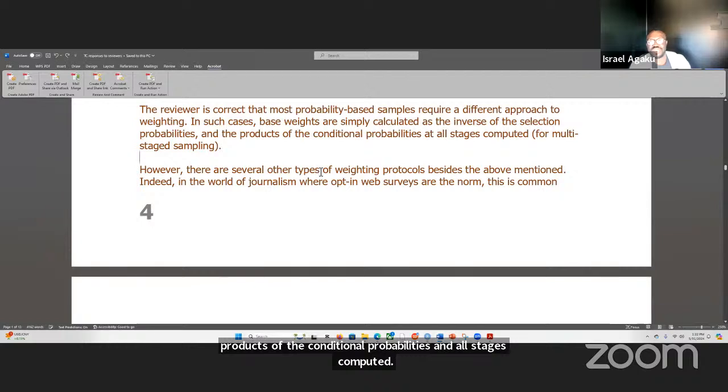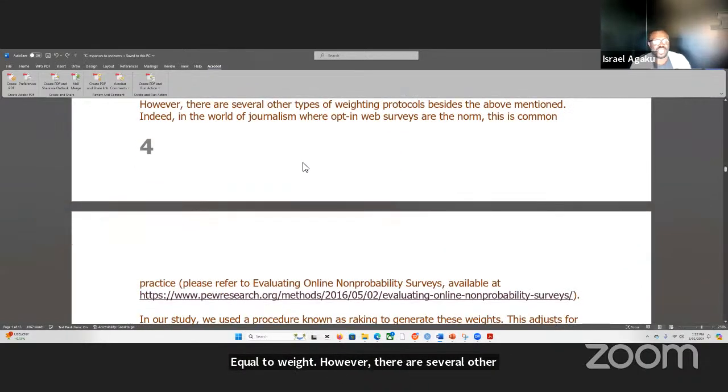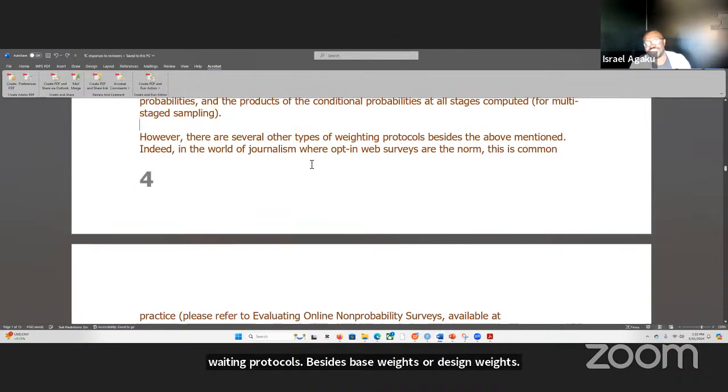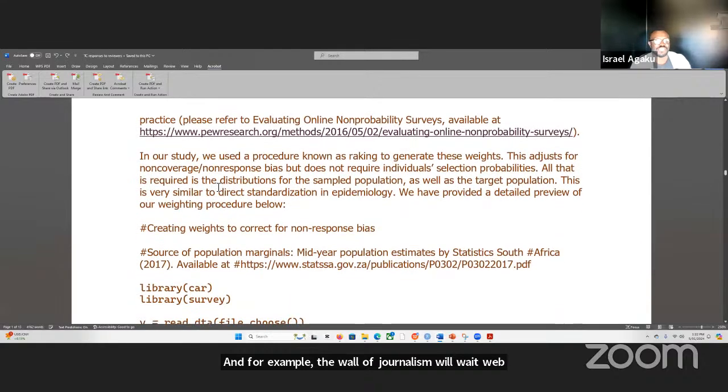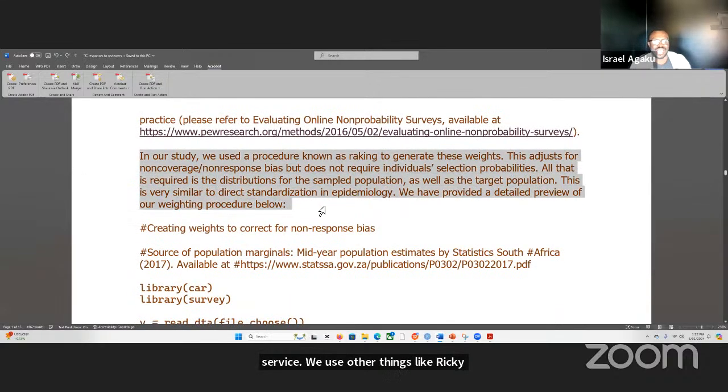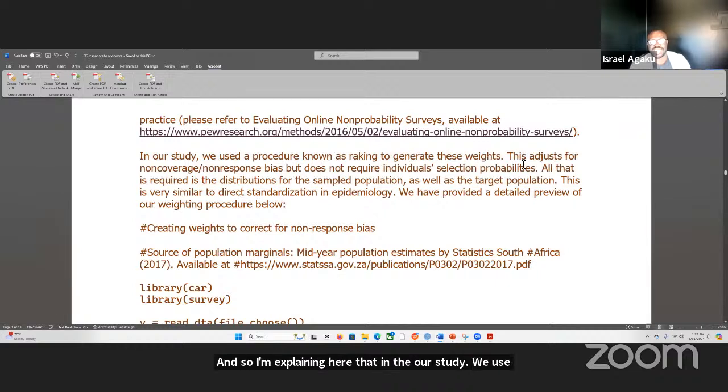However, there are several other weighting protocols besides base weight or design weight. For example, in the world of journalism, where we weight web surveys, we use other things like raking. And so I'm explaining here that in our study, we use a procedure known as raking to generate this weight. This accounts for non-coverage or non-response bias, but does not require individual selection probabilities. All that is required is the distributions of a sample population as well as the target population.